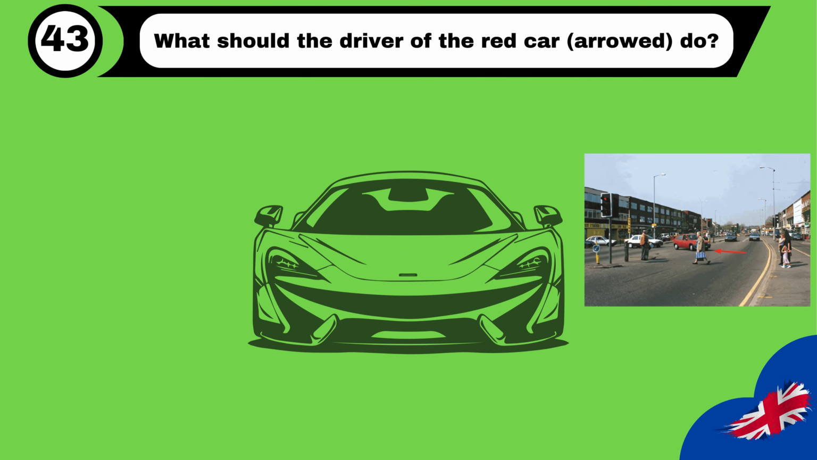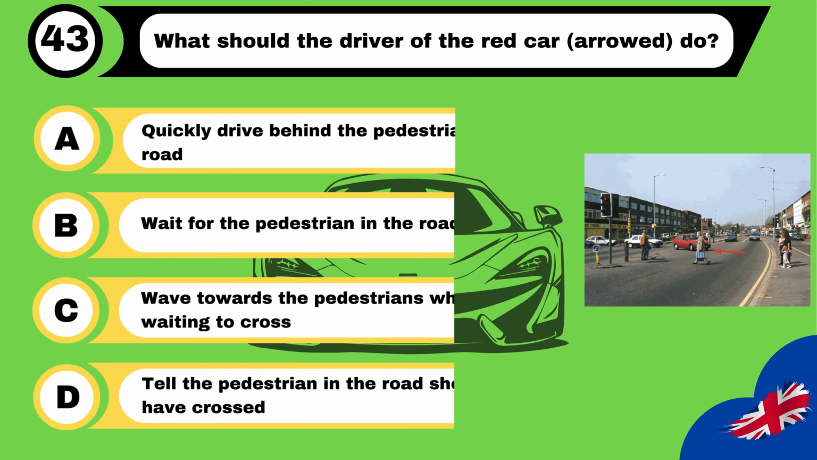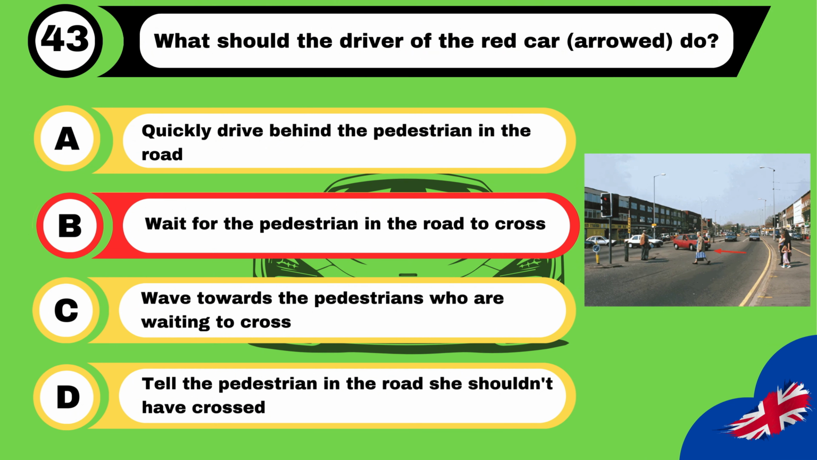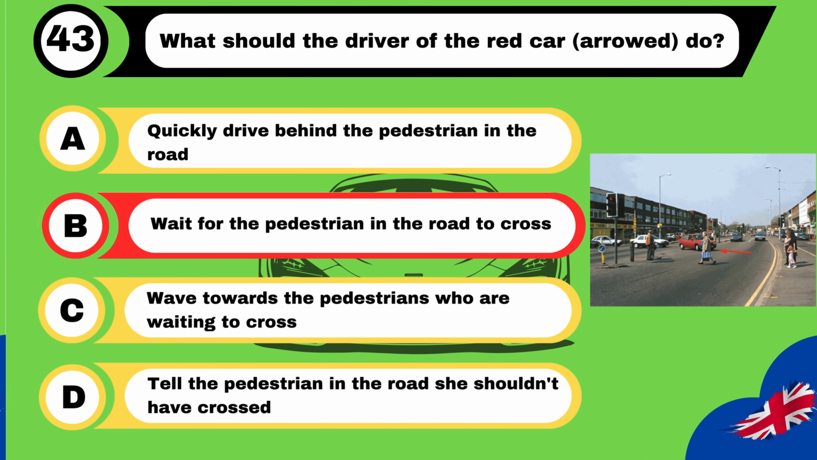Question 43. What should the driver of the red car, arrowed, do? A. Quickly drive behind the pedestrian in the road. B. Wait for the pedestrian in the road to cross. C. Wave towards the pedestrians who are waiting to cross. D. Tell the pedestrian in the road she shouldn't have crossed. The answer is B. Wait for the pedestrian in the road to cross.